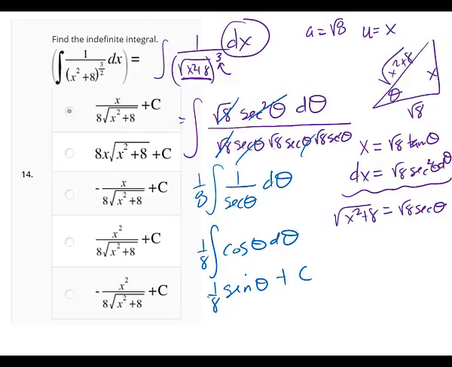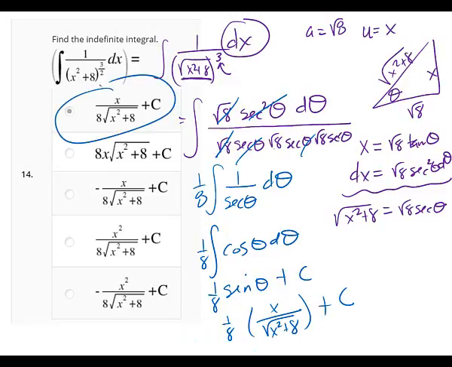And now we're going to go back to our triangle. In our triangle, we need the opposite over the hypotenuse. What's your opposite? X, and your hypotenuse? Radical x squared plus 8. So it's definitely looking like this first one.